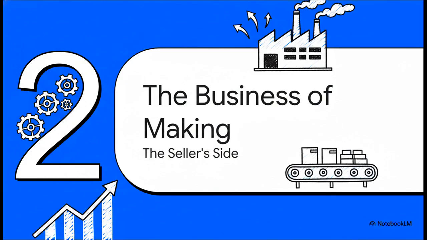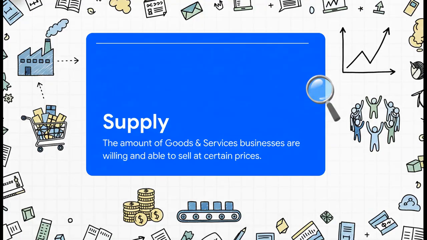Okay, so that's our side of the story. That's half the puzzle. But for every person buying something, there's got to be someone selling it. So let's flip this whole thing around and look at it from the other side, the world of supply. And really, supply is just the mirror image of demand. It's how much of something businesses are willing and able to make and sell to us at different prices. Simple. They are in the business of supplying what we demand.